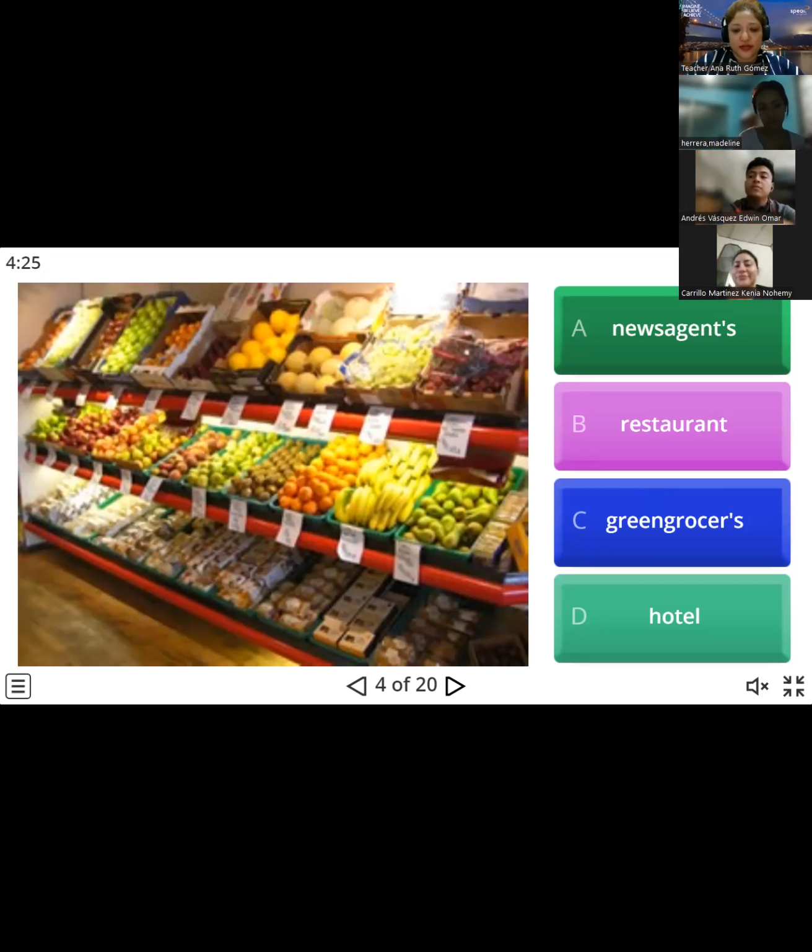Grocery store. And in British English, we say green grocers. All right? Very good. Green grocers. Okay. Very good. Now, let me see the next one. Letter C.